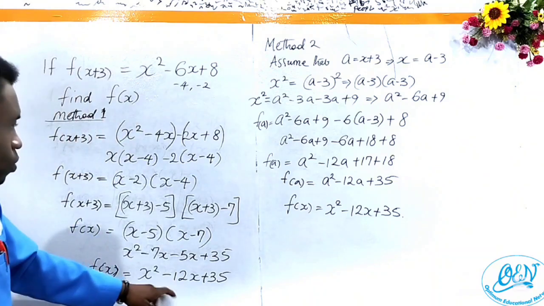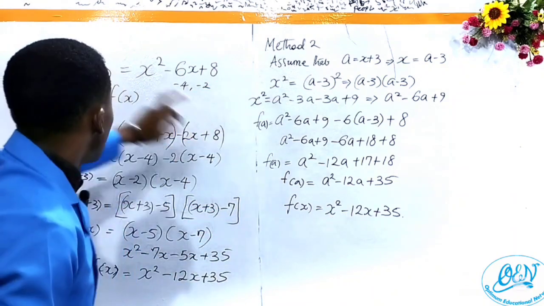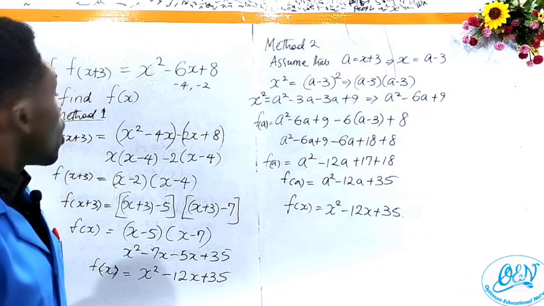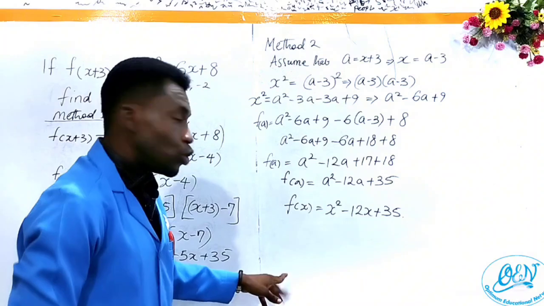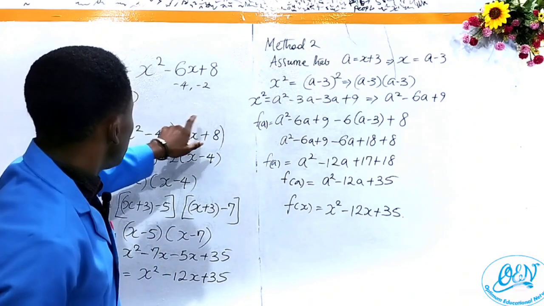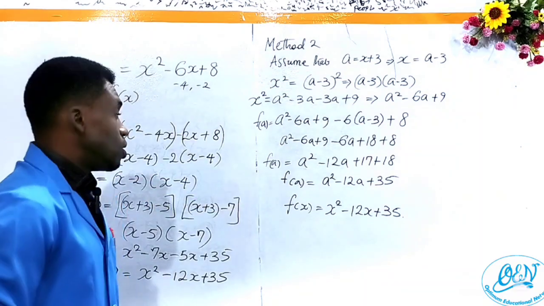Now that's the same thing we have here. So whichever way we go, this method 2 or method 1, we are going to arrive at the same answer. Remember, it's all about substitution. So we substituted f of x for f of x plus 3, and that's our answer.